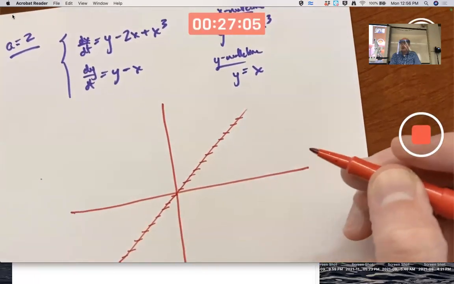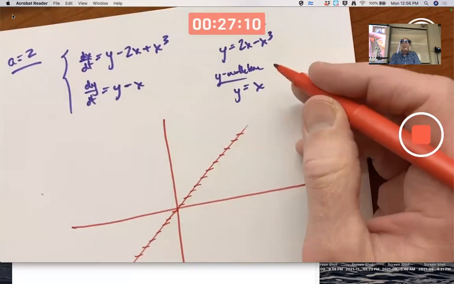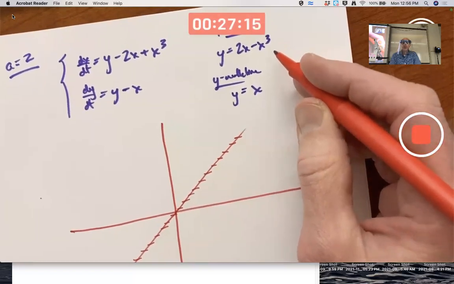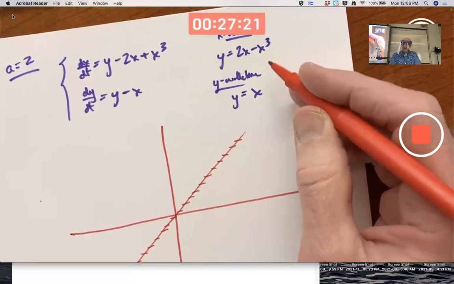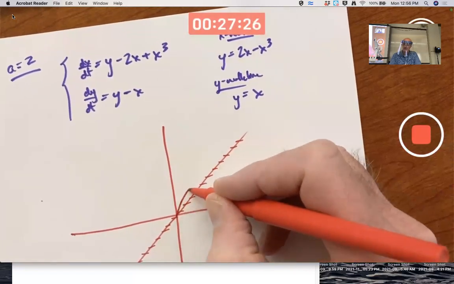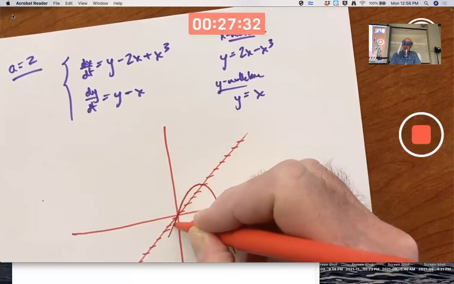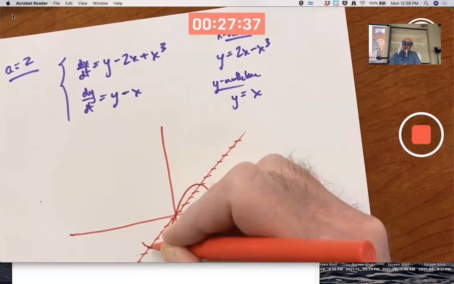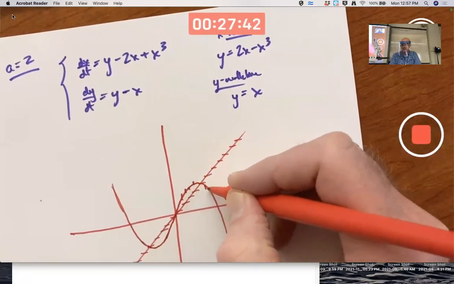Is it leftward or rightward? That depends. The x nullcline, which you're going to cross vertically, is the graph of that equation. Use your calculator or Mathematica to try to draw it accurately. I'm not going to bother with the scale here. The graph does look something about like this. It's a cubic, and it is an odd function. It's got origin symmetry. It looks something about like this. Cross that vertically.